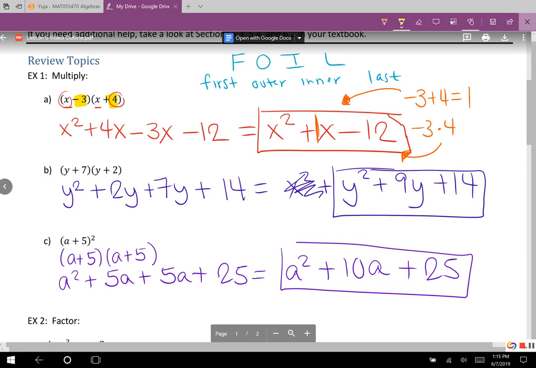In example B, I had a y plus 7 and a y plus 2. And let's see, 2 plus 7 gives us the 9, which was in the middle, and 2 times 7 gives us the 14, which was the last term. And then finally in part C, we have a 5 and a 5. And notice 5 plus 5 gives us the middle, 5 times 5 gives us the 25.